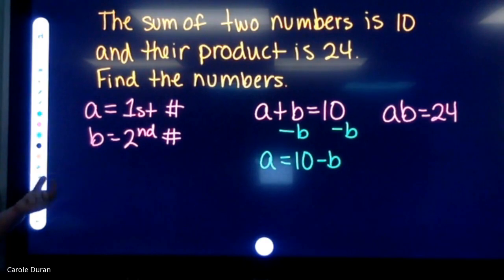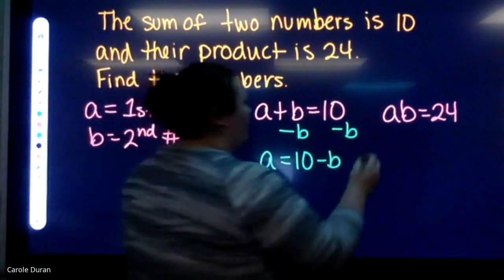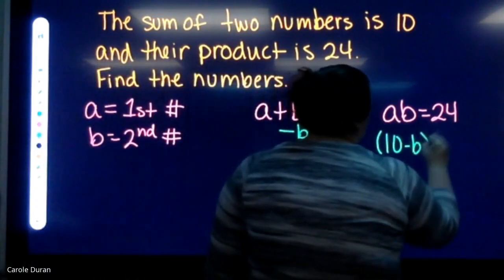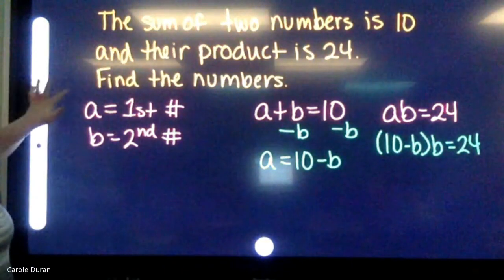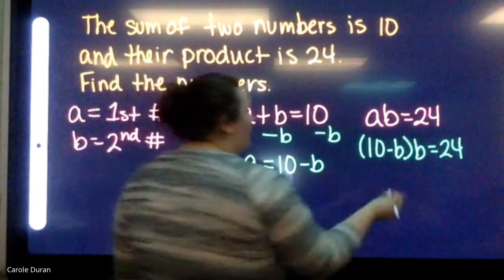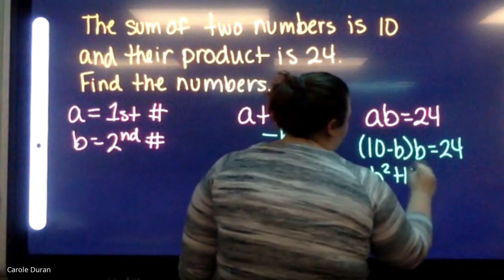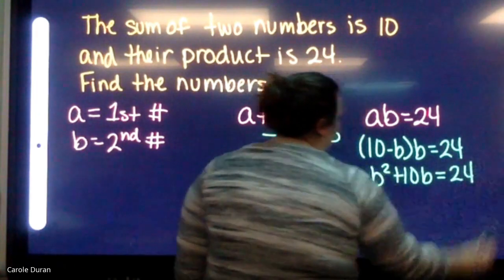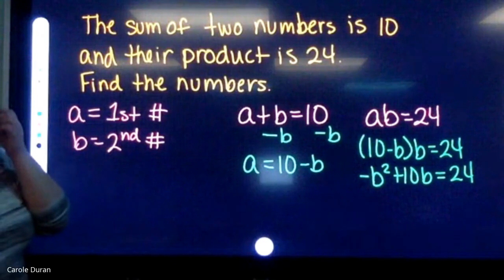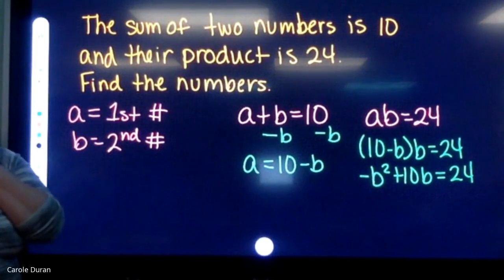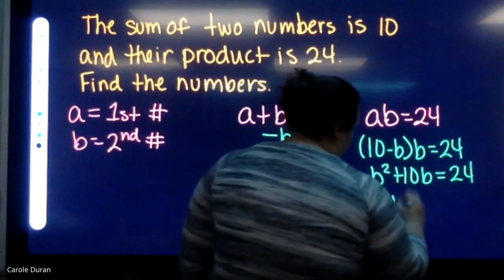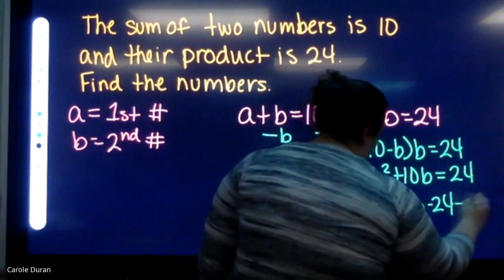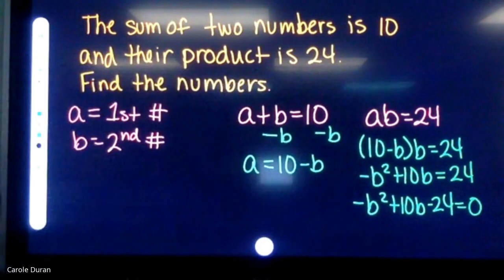I take that 10 minus B and I'm going to substitute it in for the A in the multiplication equation. So I get 10 minus B times B equals 24. I'm going to distribute the B out. When I do, I get negative B squared plus 10B equals 24. Then what do I do next? Subtract the 24 over. I get negative B squared plus 10B minus 24 equals 0. And now I can go ahead and do the quadratic formula.